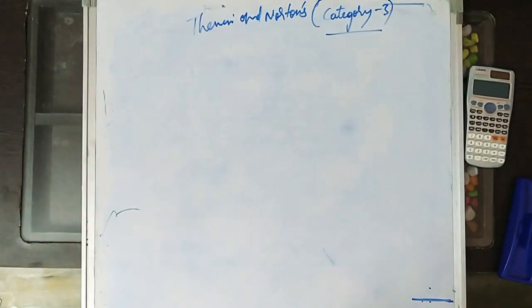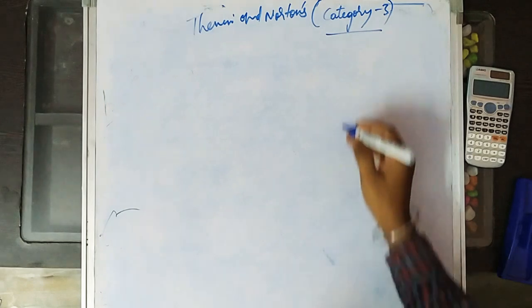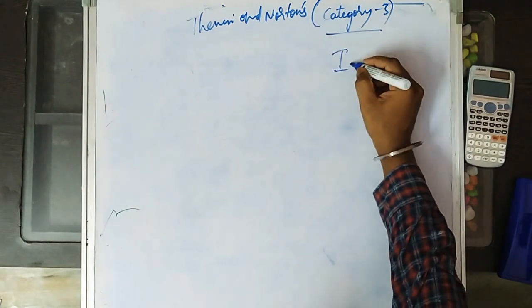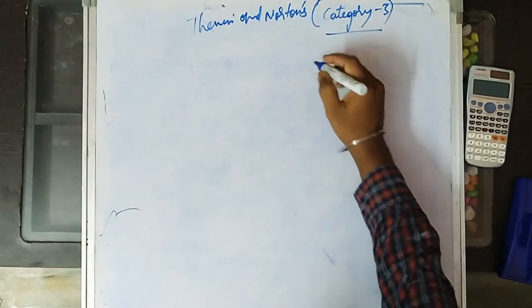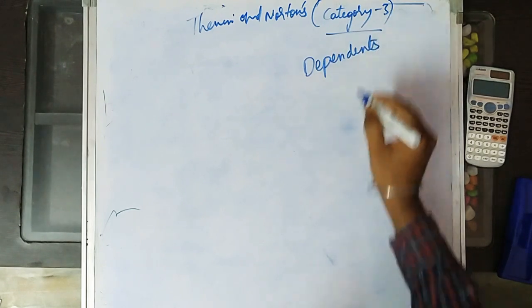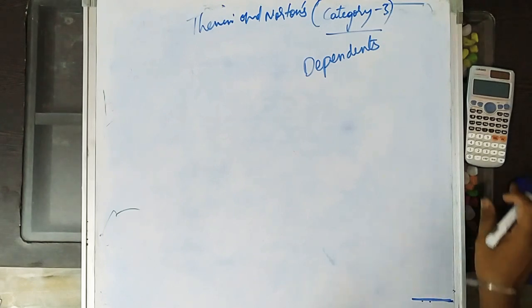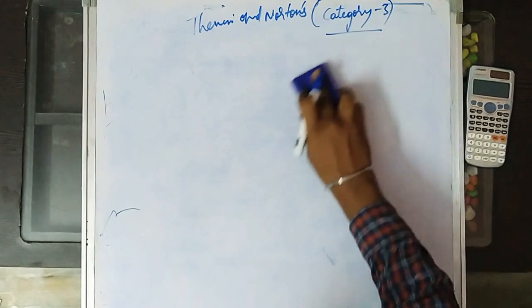In this session, we'll discuss Thevenin-Norton theorem circuits of category 3. Before explaining category 3, what do these sums look like? Category 3 sums have circuits with only dependent sources. The circuit consisting of dependent sources asks you to find the Thevenin equivalent and Norton equivalent across any terminals.